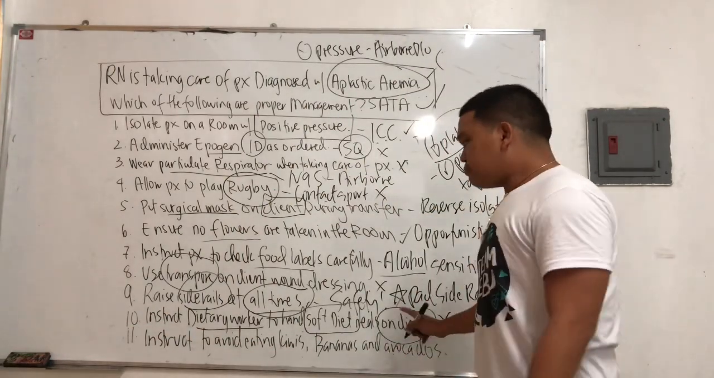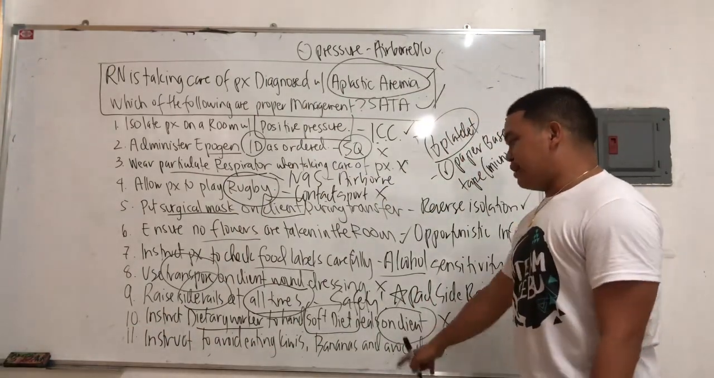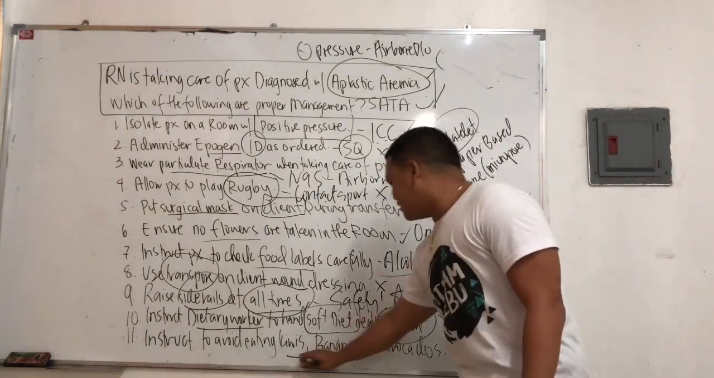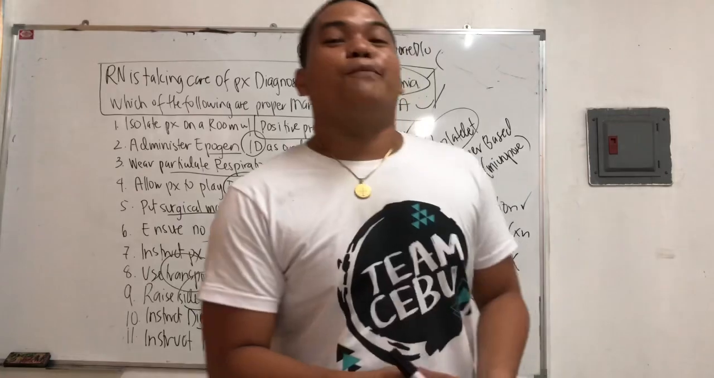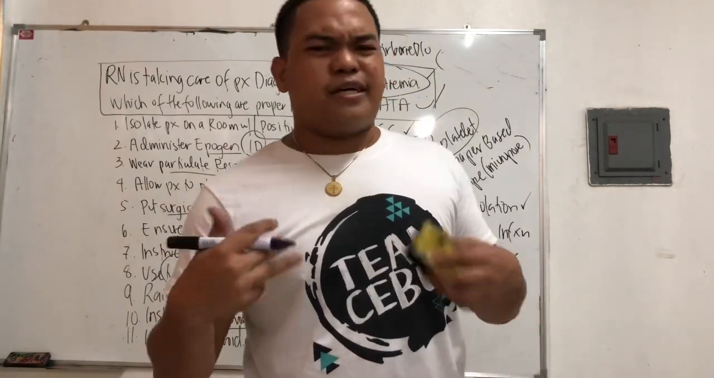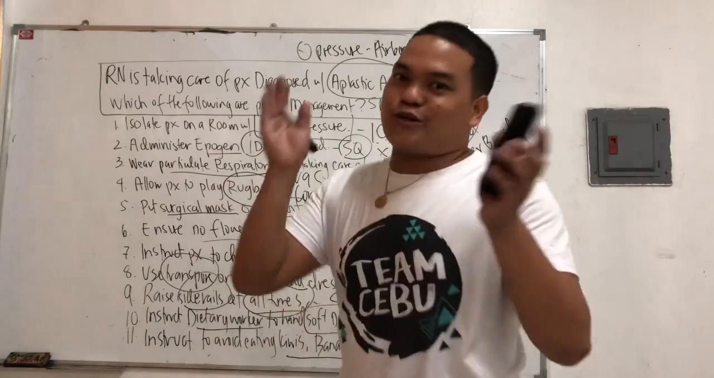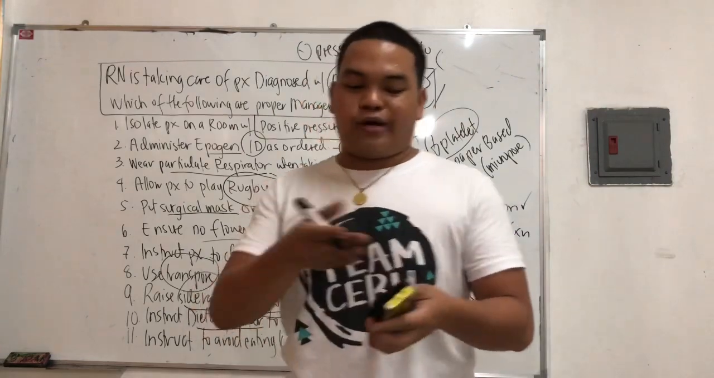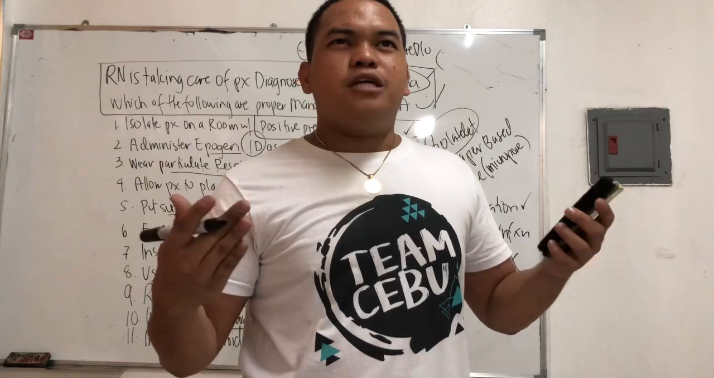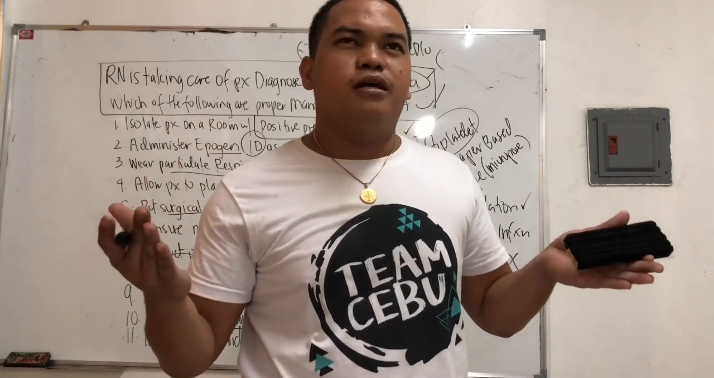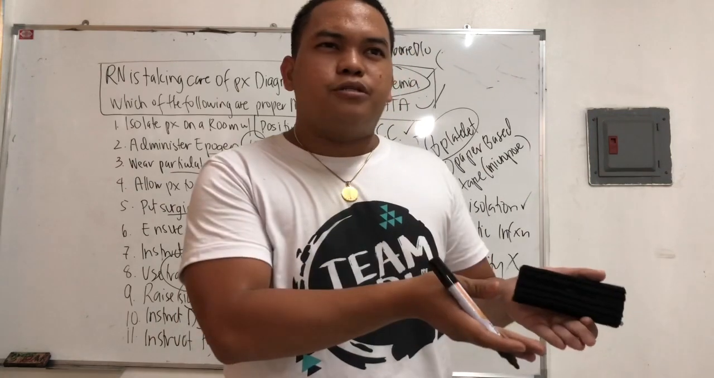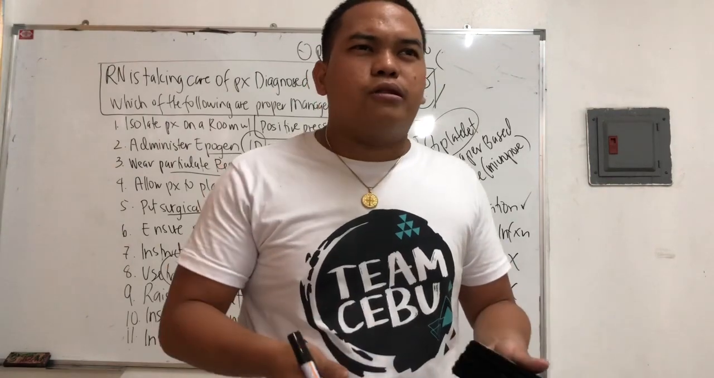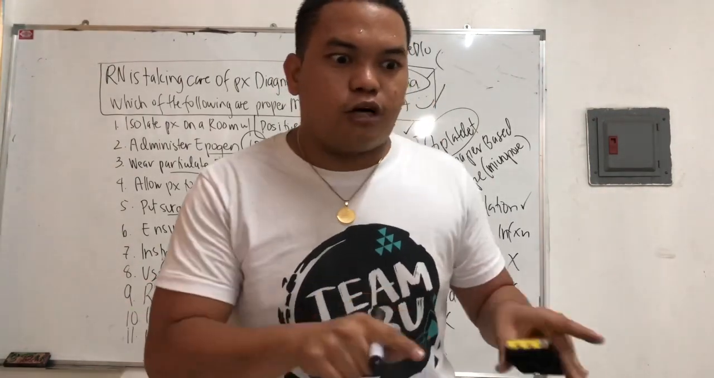Number 10 is wrong. Okay, last option, number 11. Instruct to avoid eating kiwis, bananas, and avocados. Another option that is kind of confusing. So if you thought, okay, I'll try to read your mind. If you saw this question in my Instagram account and when you answered it you thought, maybe this option is correct because patients with decreased WBC levels have a decreased immune system. If there's a decreased immune system, we're not allowed to eat fresh fruits and vegetables. Kiwis, avocados, bananas are fresh fruits. Therefore, this option is correct.